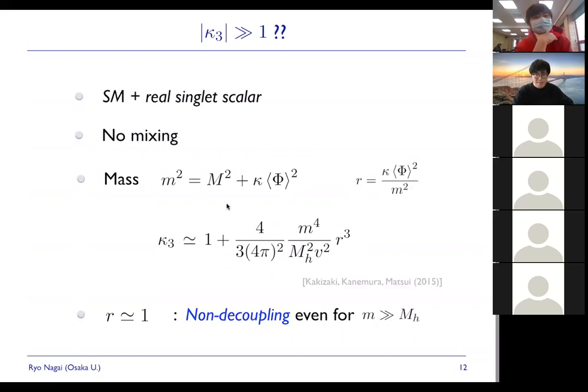So the important point here is that non-decouplingness is the origin of the large kappa 3 deviation. So this is the essential origin of the large kappa 3 deviation. Okay. Let us next reconsider what happened here from the EFT point of view. For this purpose, let us integrate out the new scalar here.